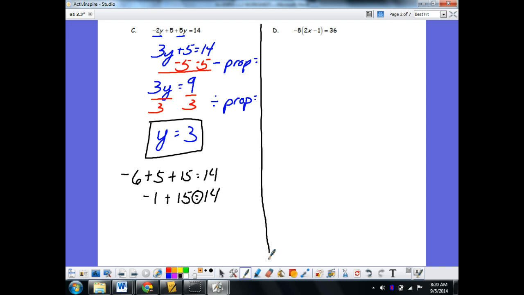In D, instead of having like terms to combine, we have, using the distributive property, we have to distribute that negative 8. So negative 8 times 2x is negative 16x plus 8. Now, I just want to point out, that is the most common error with some of these distributive property problems. Negative 8 times a negative 1. They forget to switch the signs.